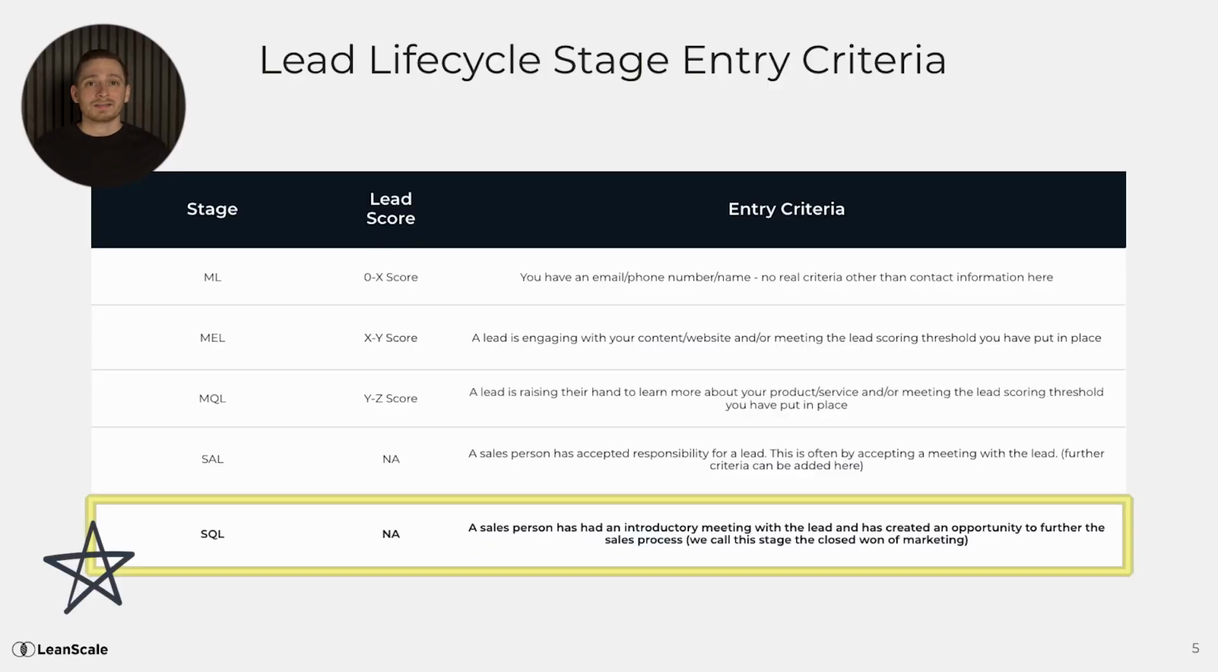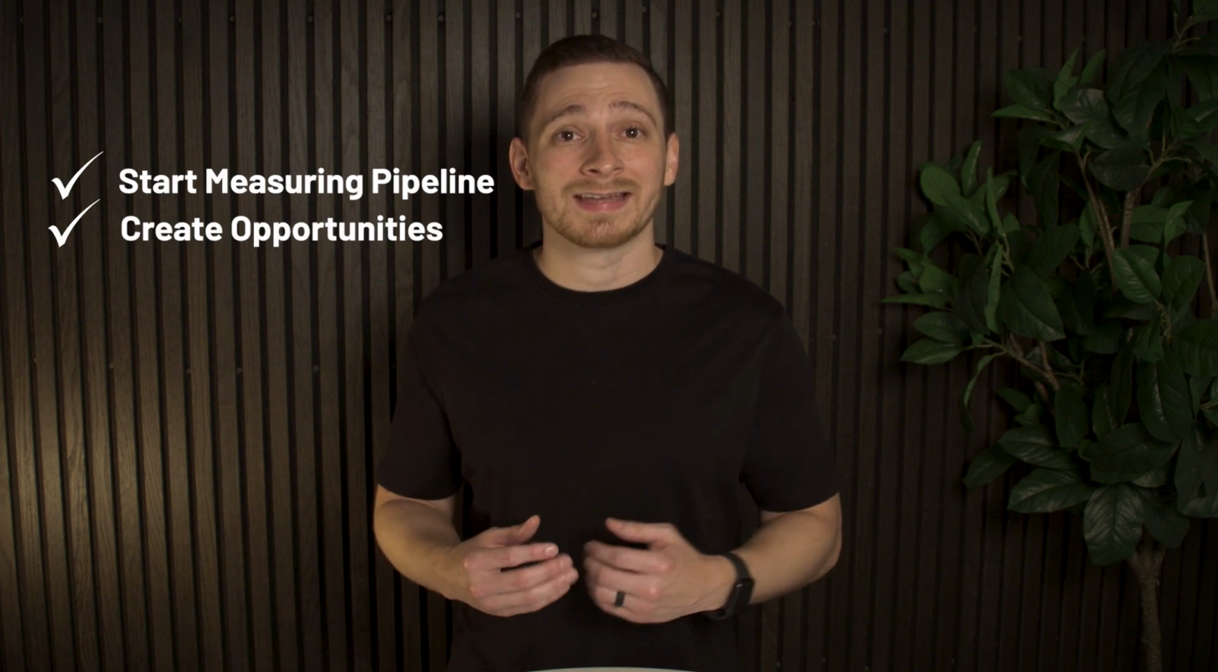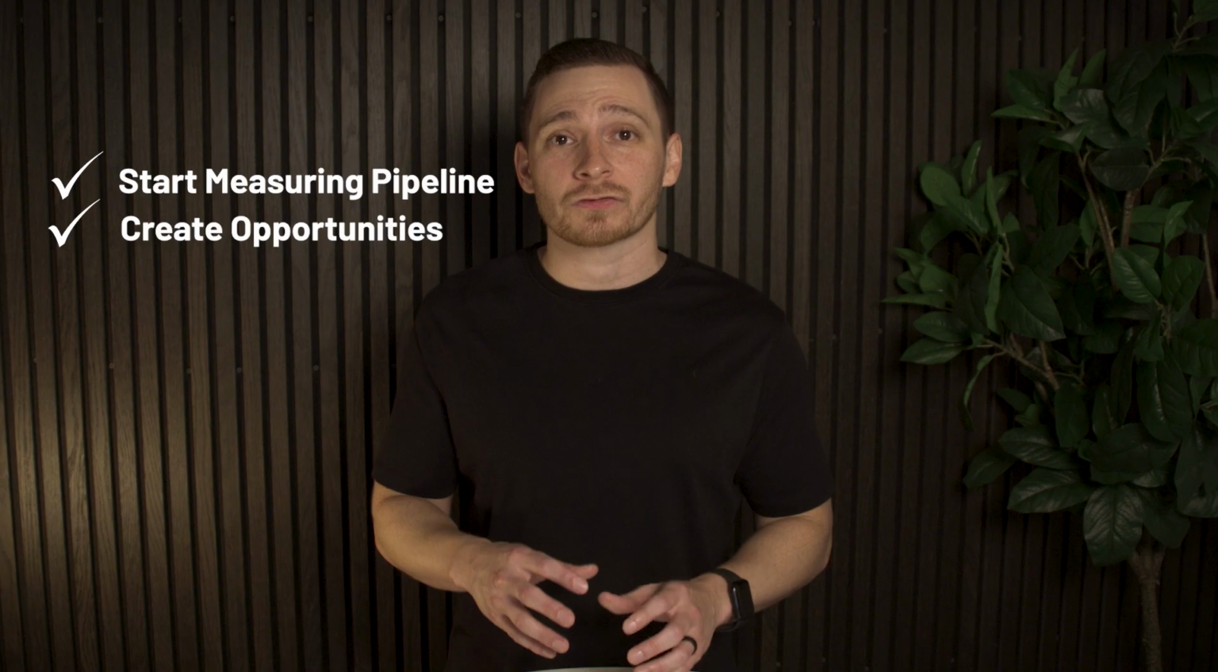Sales qualified lead is the most important stage in the lead lifecycle process. This is the closed one of marketing. At this point in time, a salesperson has taken responsibility, they've had an introductory meeting with the potential customer, and they've opened up an opportunity because the customer wants to continue the discussion. For most organizations, the sales qualified lead stage would be a really good point in time to start measuring pipeline build and is the most important time to create an opportunity and see how much is going into your funnel.